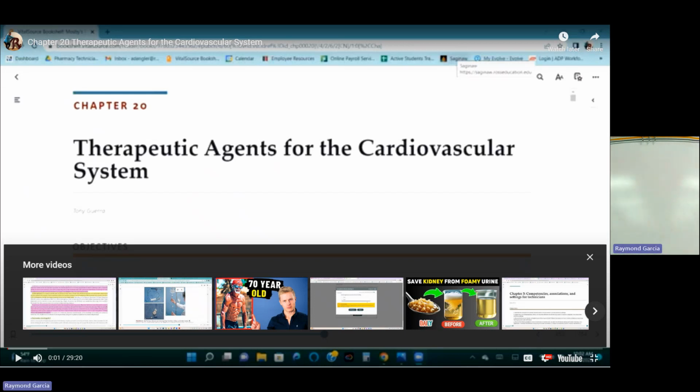All right, we're going to start up chapter 20, therapeutic agents for the cardiovascular system. Homework pages are 291 to 296. It's up to you if you want to do the system identifier. That's extra credit. I've been giving those who have been doing it extra credit, 10 points or so. Labs for chapter 20 are 20.4 and 20.5.